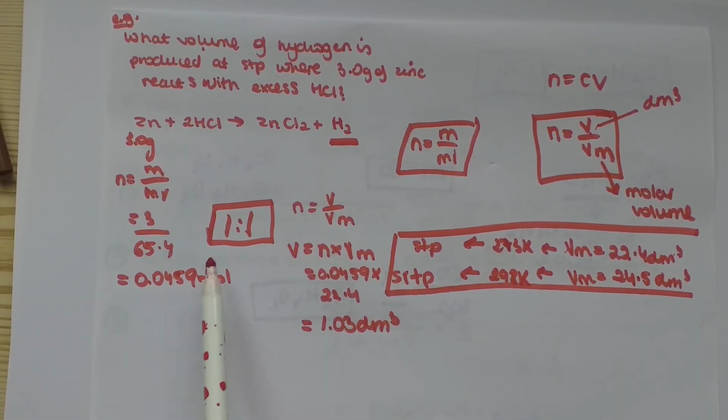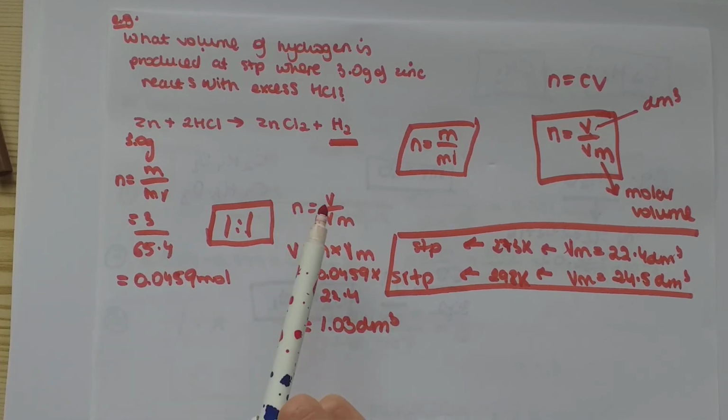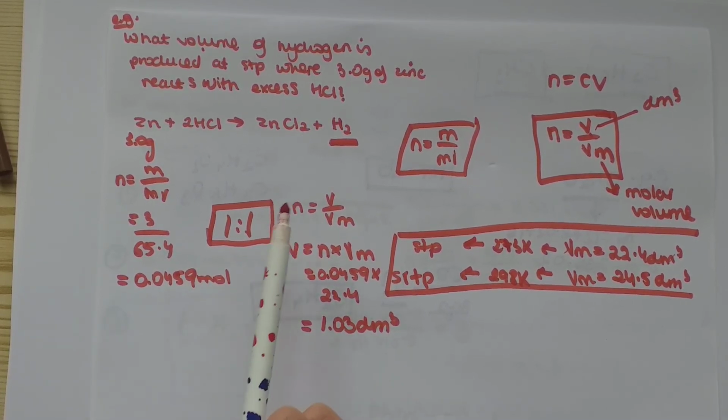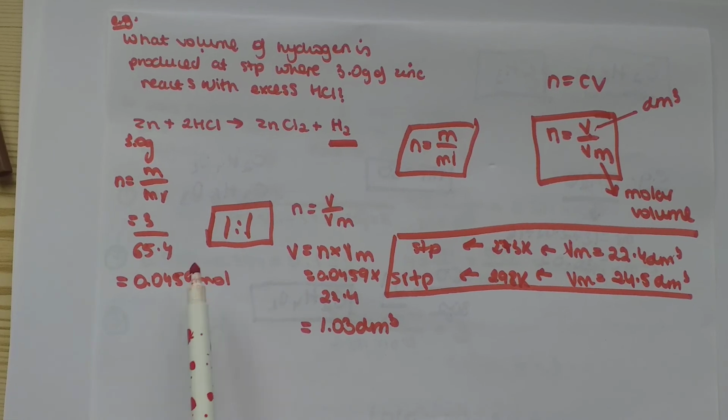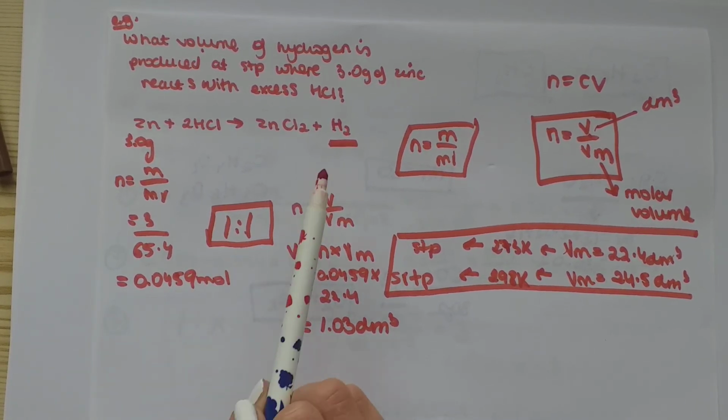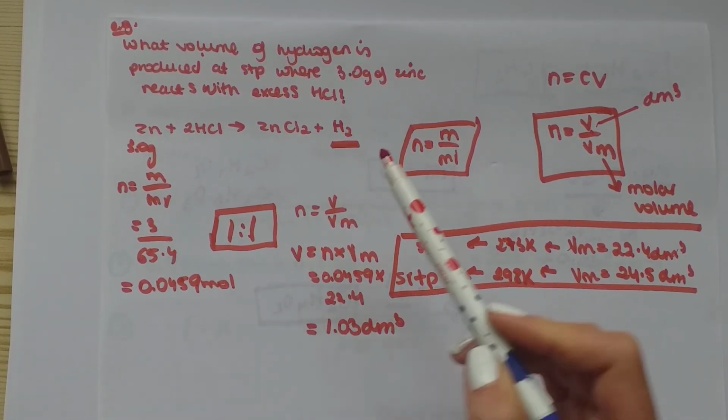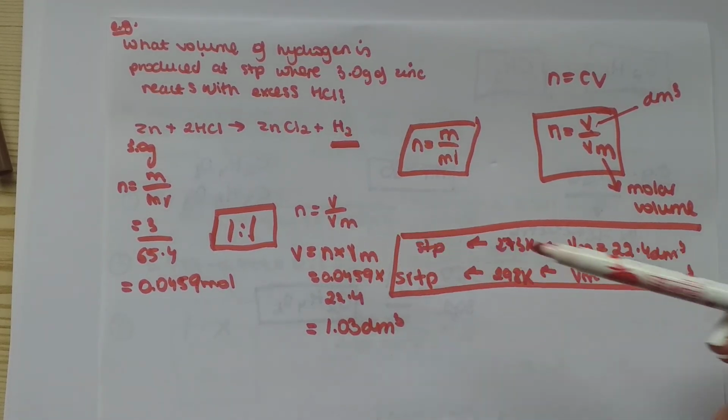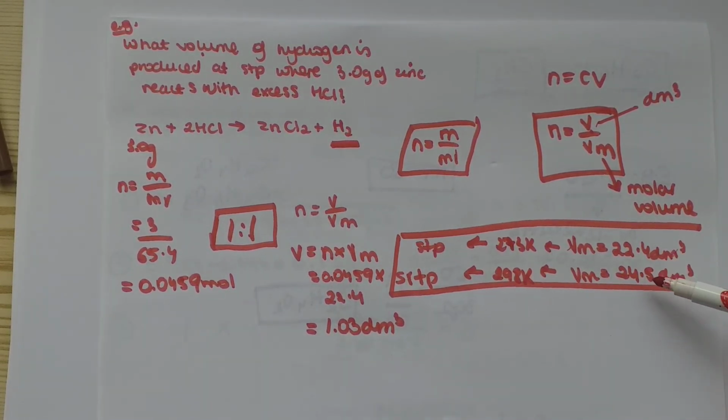After you had the moles of zinc, you could find the ratio between zinc and hydrogen, and then associate the number of moles of hydrogen with zinc. It's a 1-to-1 ratio, so the number of moles of hydrogen is the same as of zinc. And then just use another equation to find your volume.